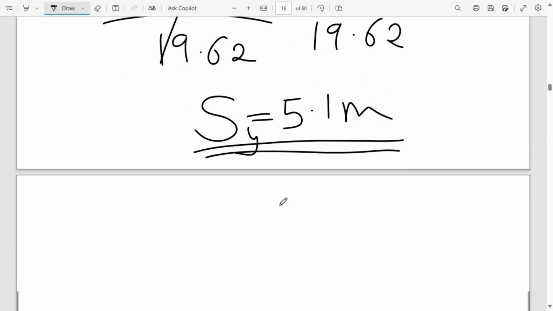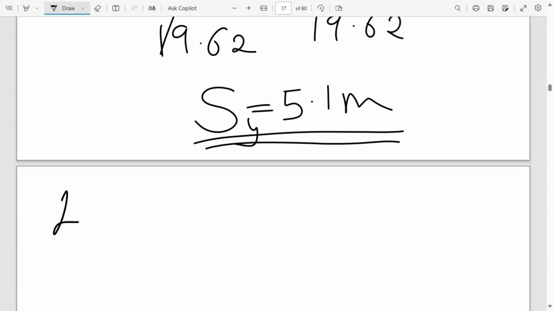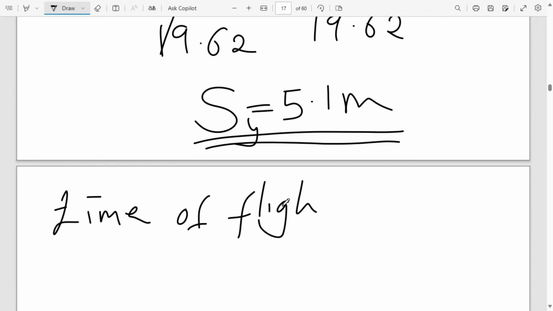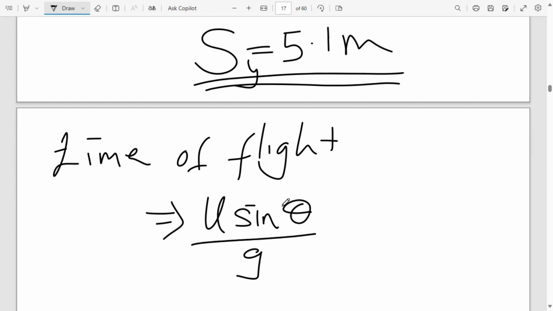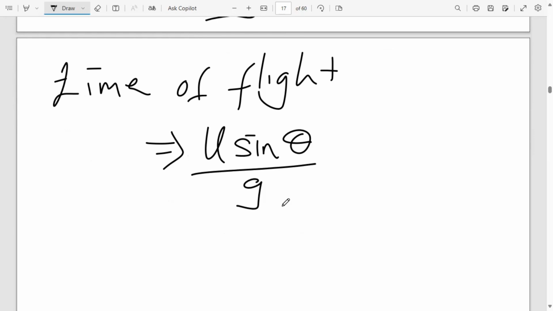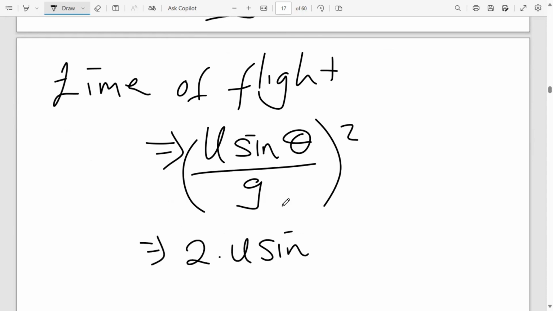Okay, so we said for time of flight, this is equal to what? It is equal to, if you want to calculate time from the ground up to the point the stone reaches its maximum height, we said it is equal to u sine theta over g. But since it's the total time of flight they're talking about here, we're just going to multiply this by 2. And the formula thereby changes to 2 multiplied by u sine theta over gravity, like that.